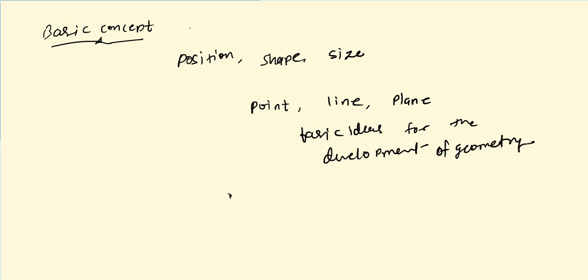So, first is point. A point is a mark of position. It has neither length nor width nor thickness and occupies no space. This is your point. A small dot made by a sharp pencil on a plain sheet of paper represents a point.